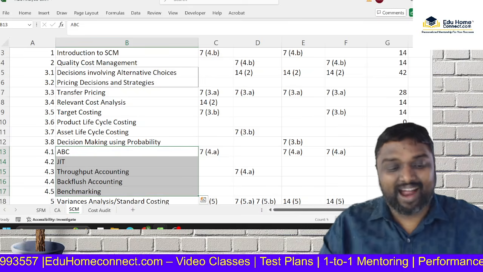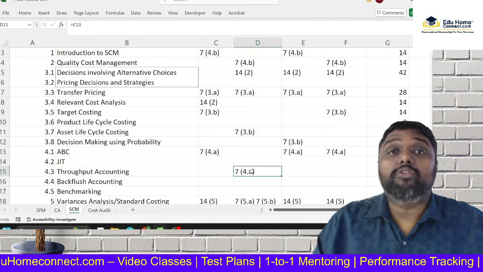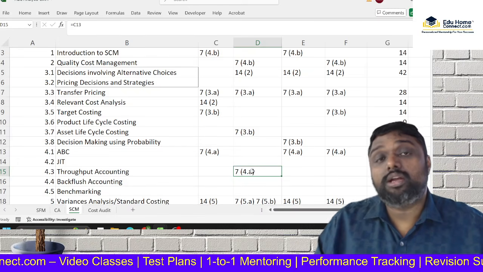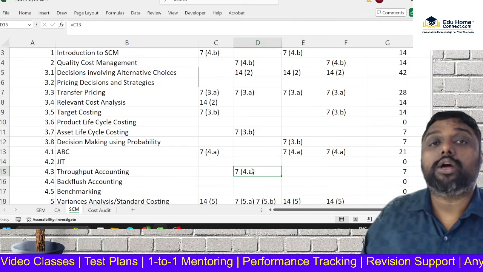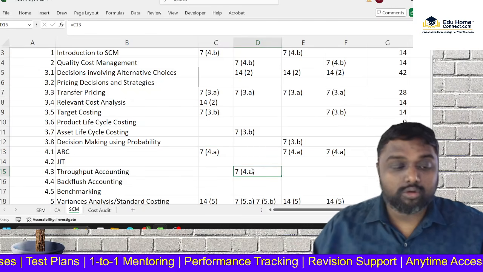Sometimes what happened, if you see, one time, throughput costing. What is throughput costing? We consider only material cost as variable in a short term purpose, and throughput contributes nothing but sales minus direct material cost. That's all. You have to learn throughput accounting ratio. That's all. Just remember things. Suppose ABC not came, you can score on throughput.